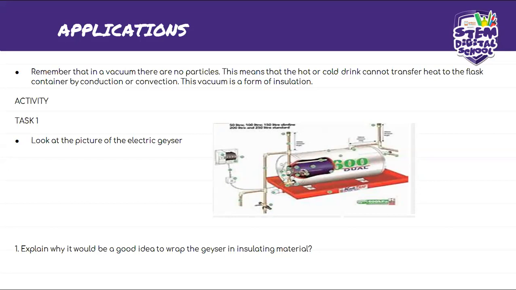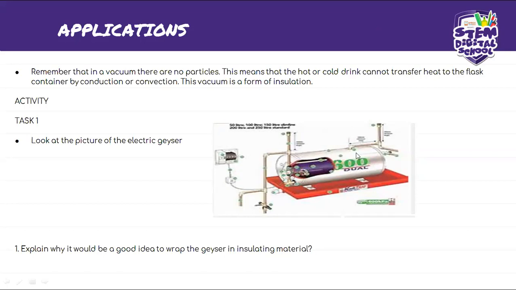Now we have an electric geyser here, and I want you to look at the picture of the electric geyser and see what is going to happen. Now, explain why it will be a good idea to wrap the geyser in an insulating material. Okay, so this is just an activity. So if you were listening to the lesson, try to answer it, or I'm going to repeat again. This is an electric geyser. What does it do? It heats water and supplies it to the shower. So if you want to shower or take a bath with hot water, it does so.